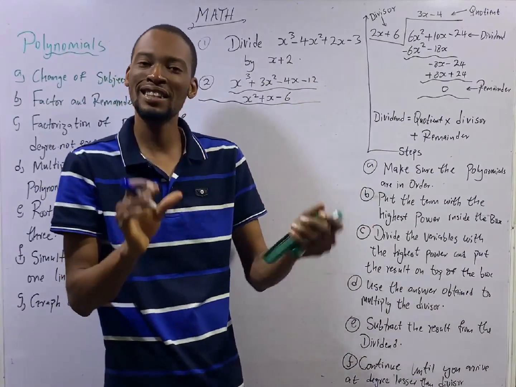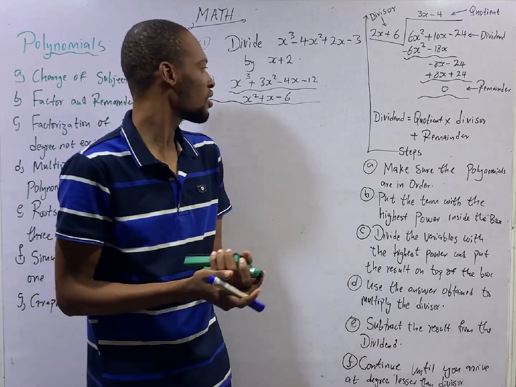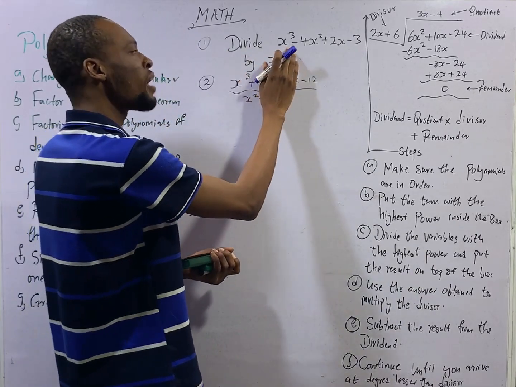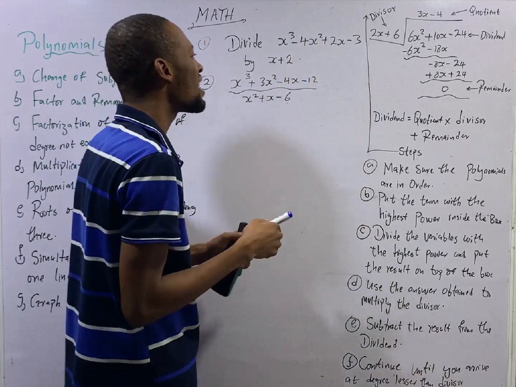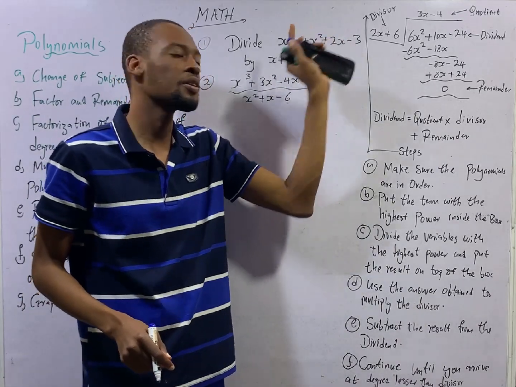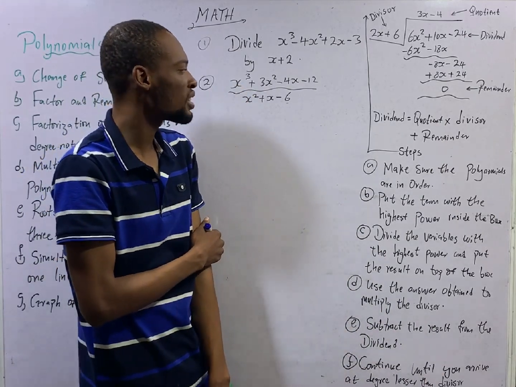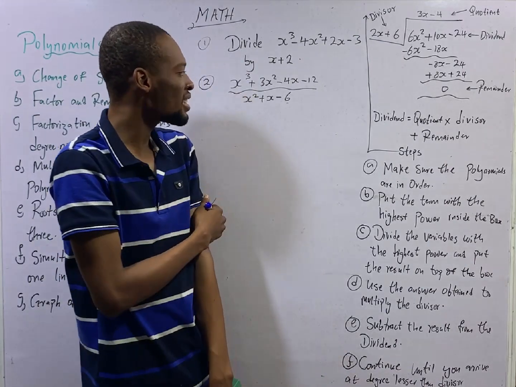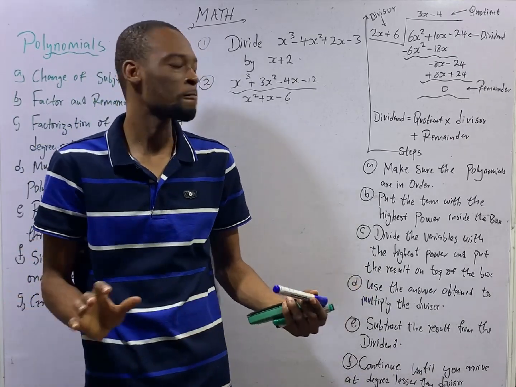This is everything you need to know about division of polynomials. For example, this question says, divide s raised to the power of 3 minus 4s squared plus 2s minus 3 by s plus 2. This is of degree 1, while this is of degree 3. The second one, s raised to the power of 3 plus 3s squared minus 4s minus 12 divided by s squared plus s minus 6. In both cases, we are asked to divide.